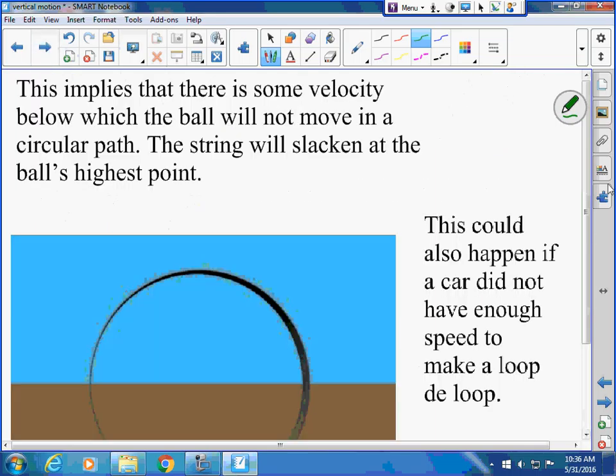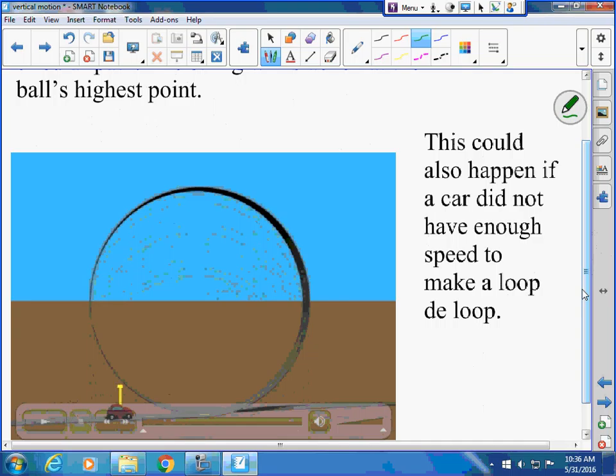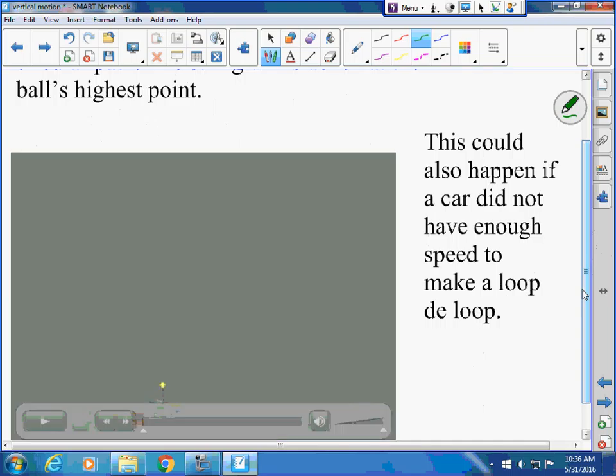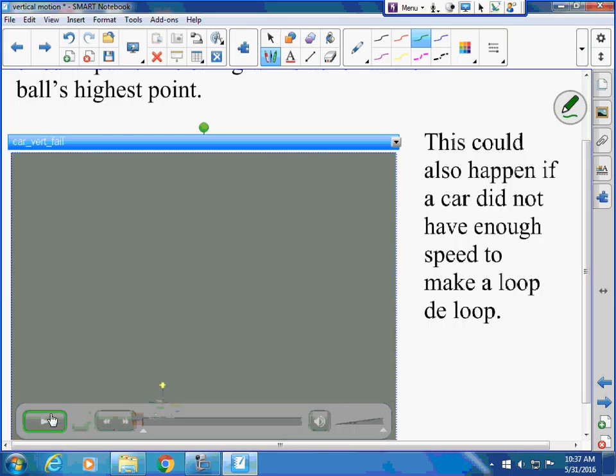Okay, so this implies that there is some velocity below which the ball will not move in a circular path, and the string will slacken at the ball's highest point. Or it would be the same as if the car did not have enough speed to make the loop-de-loop. There is some minimum speed that we have to go at, right? If we don't go fast enough, then there's not enough centripetal force to maintain motion. You don't want that to happen. Not if you're the driver.